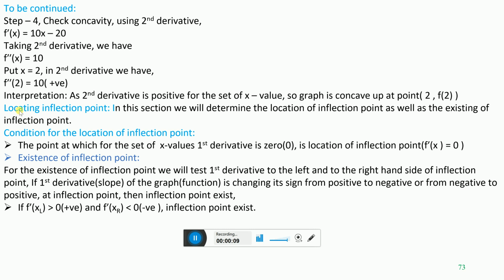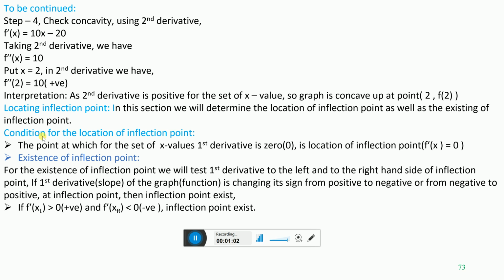Today in this section we will learn how to locate an inflection point. An inflection point, as we discussed in the previous lecture, is the point at which the graph of the function changes its slope from positive to negative or from negative to positive. It means that if the graph is increasing, it changes to decreasing at this particular point, or if the slope of the function is decreasing, it will start to increase at this particular point.